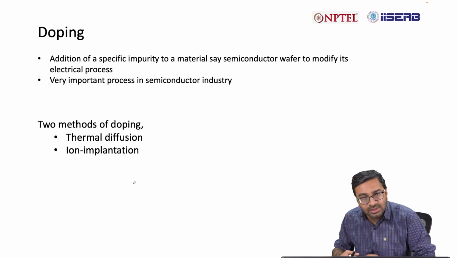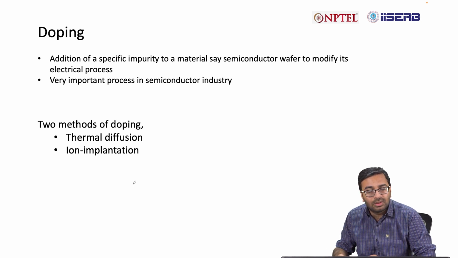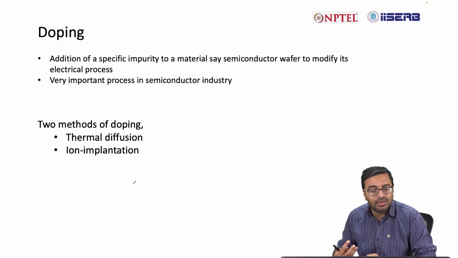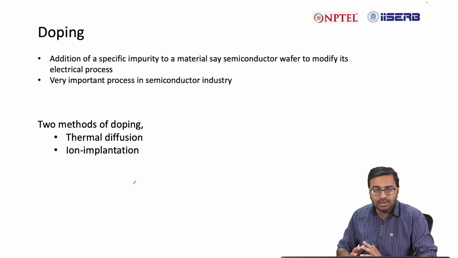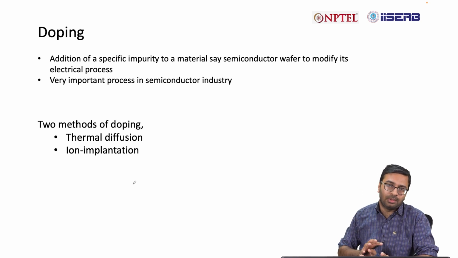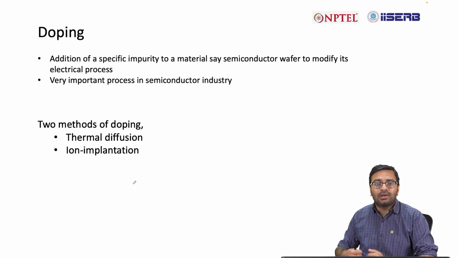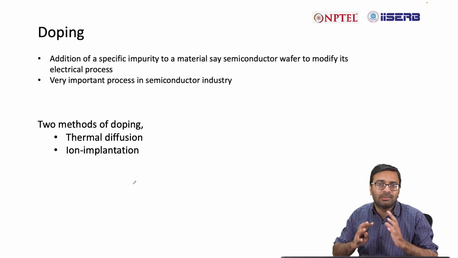Then the other process that we have discussed is doping. So in your electronic device courses, you already know what doping is. It's addition of a specific impurity to a material, say semiconductor wafer, to modify its electrical property. That is the basic purpose of doping in semiconductor devices. So you can also dope other materials. It's not only for semiconductor materials. You can also dope some other materials as well.